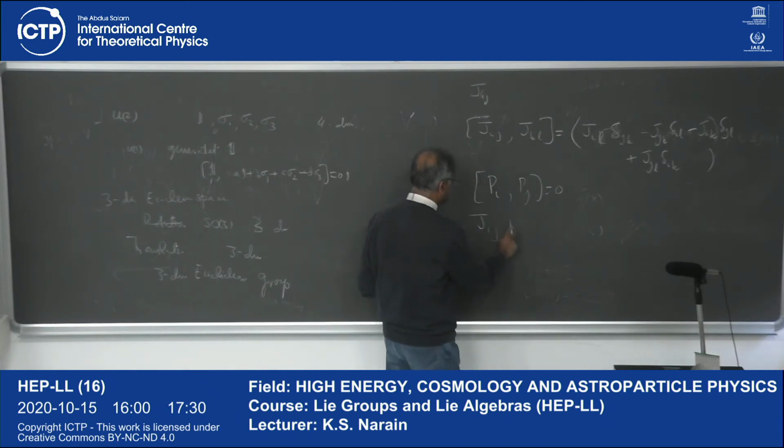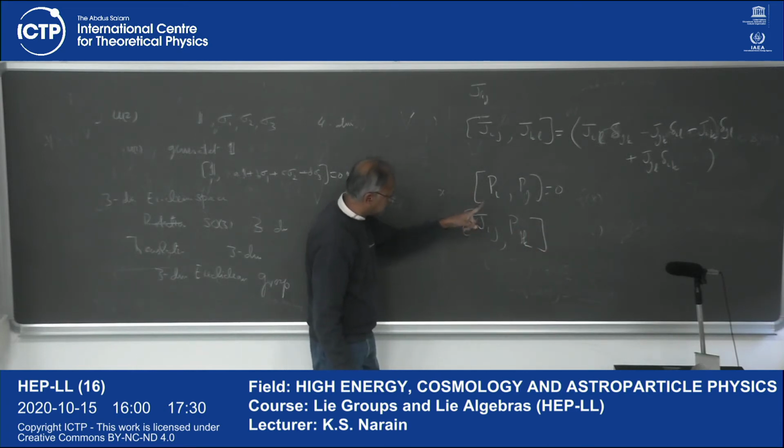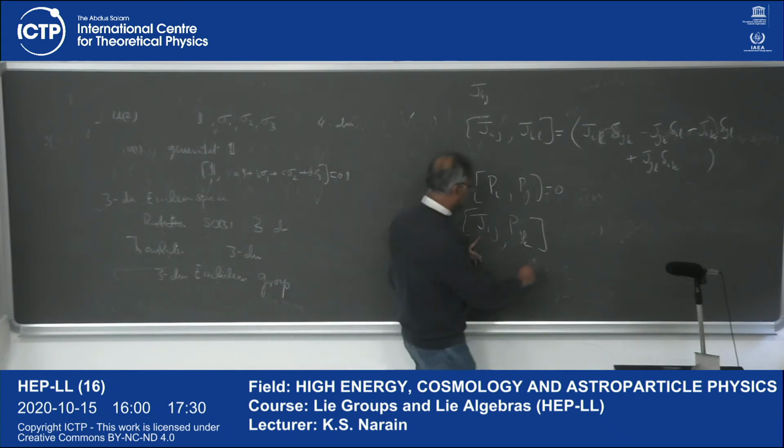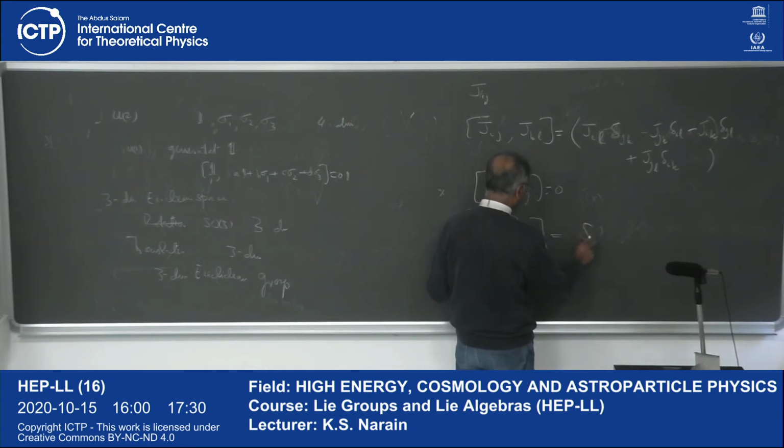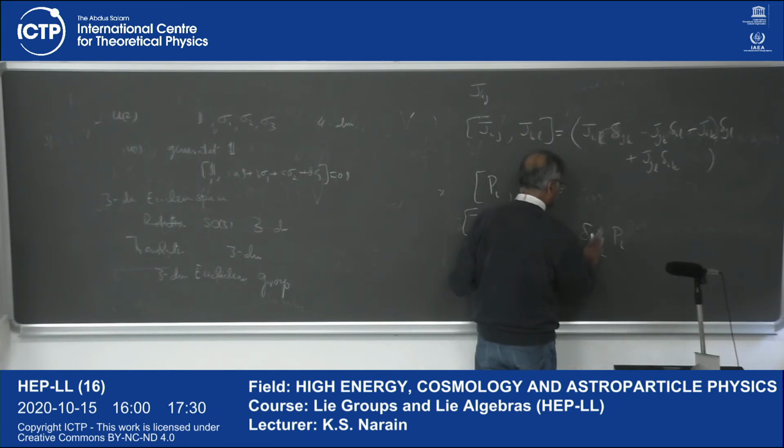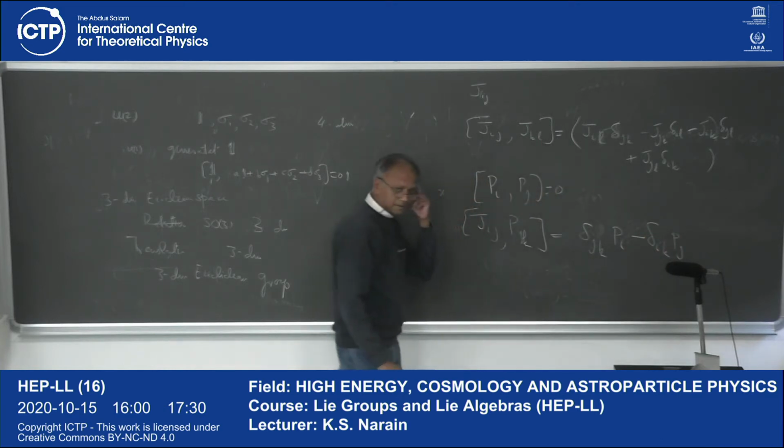[J_ij, P_k], let's say, this commutation, what is it going to do? This is a vector in 3D, and J just rotates. So this is going to rotate the P, the rotation. So this is going to be, again I'm not sure about the overall signs, δ_jk P_i minus δ_ik P_j. Right?